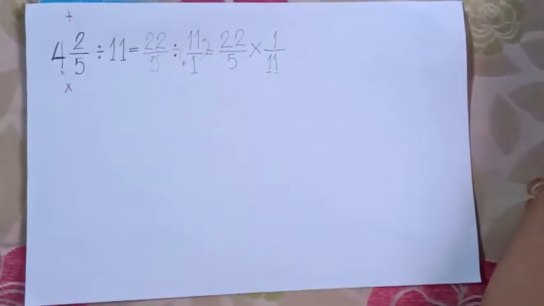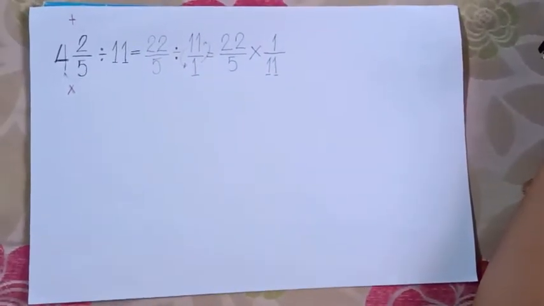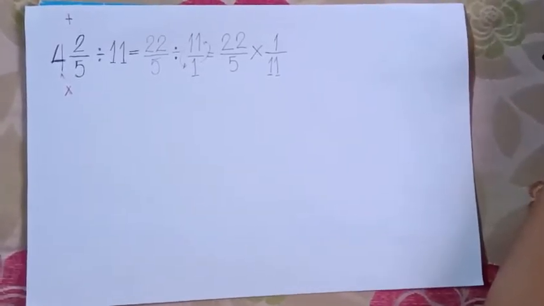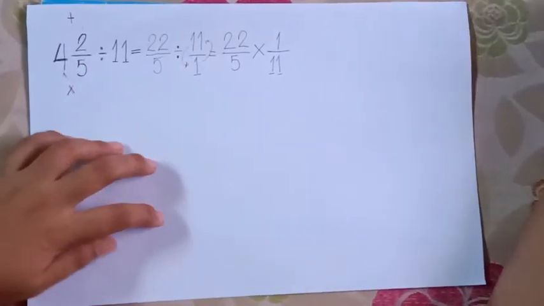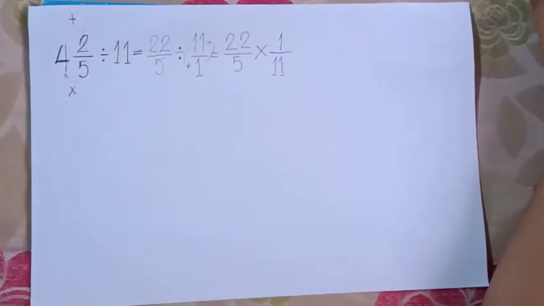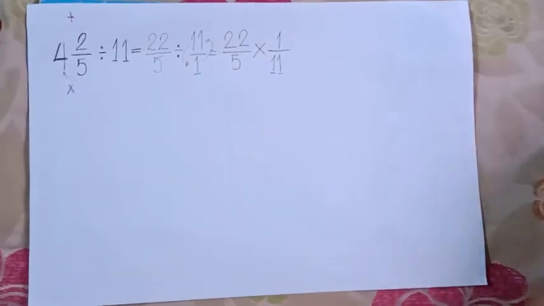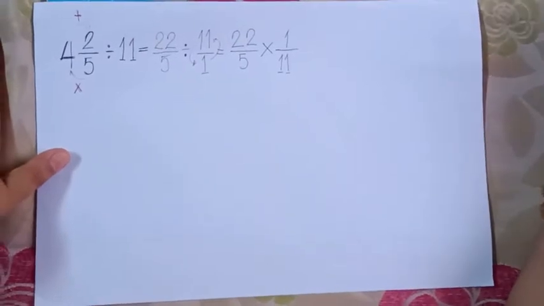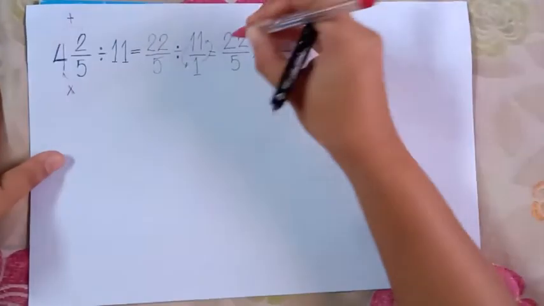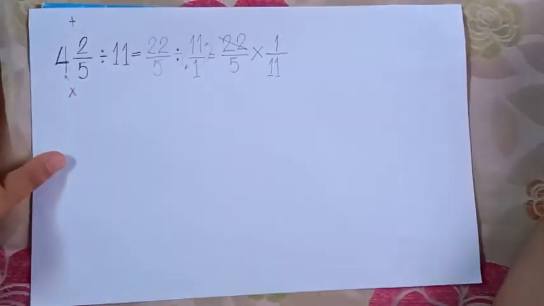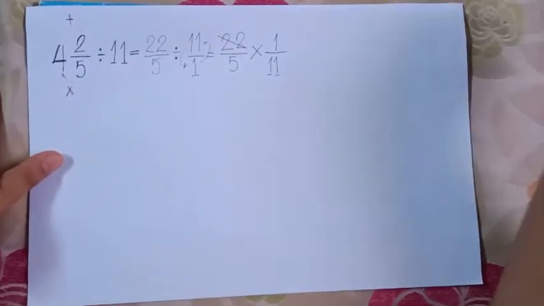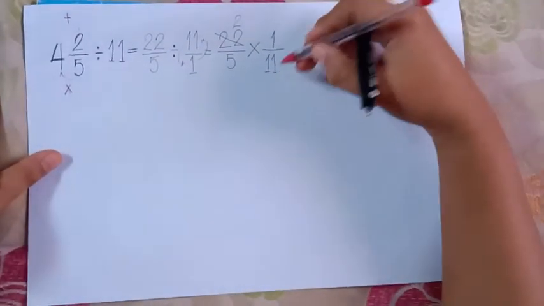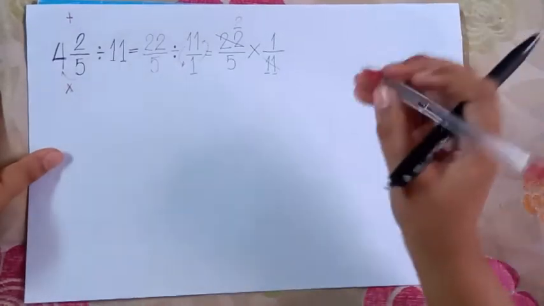Now that we have a new fraction and changed the operation, we can now do the rules of multiplication. Do we have any common factor between numerator and denominator? Yes, we have. That is 22 and 11, divisible by 11. So we need to divide it by 11. 22 divided by 11 would be 2. 11 divided by 11, that is 1.